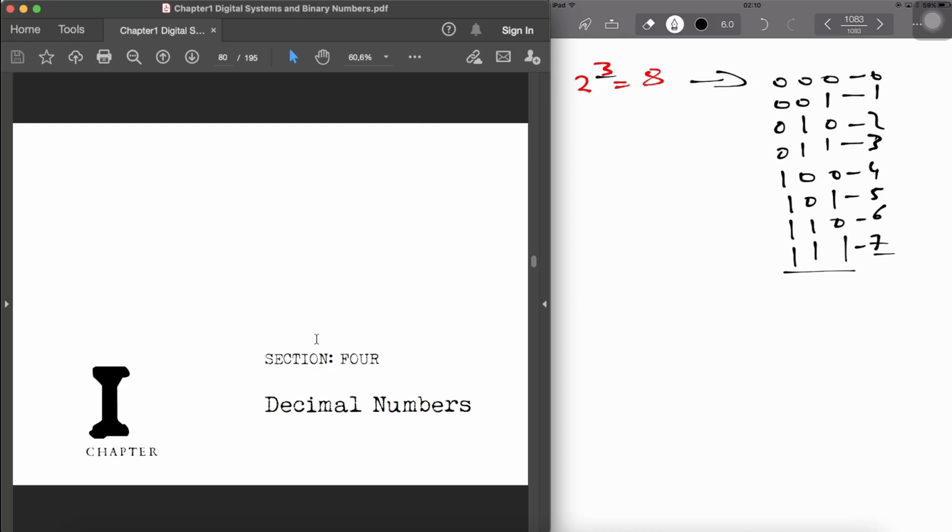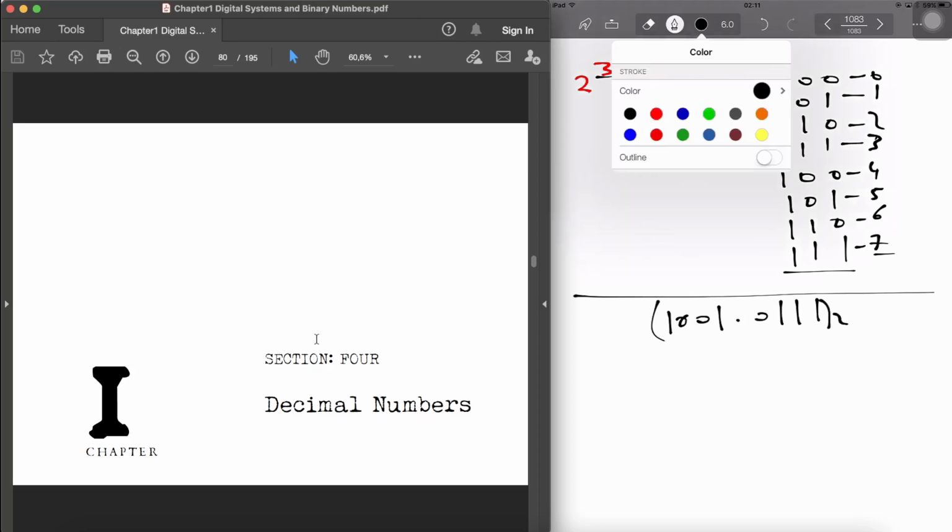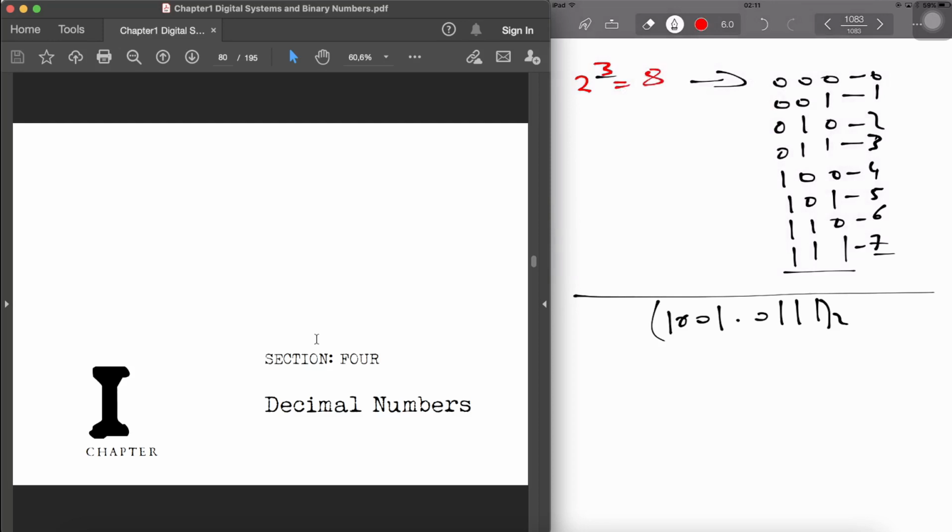Okay, now the question is, based on the octals, if we have got a binary number and we want to convert it to octal, let's say 1001.0111. Okay, this is in binary and I want to convert it to octal. Now, as I want to represent it in octal, that means if I group binary numbers by 3 bits, that will give me an octal equivalent.